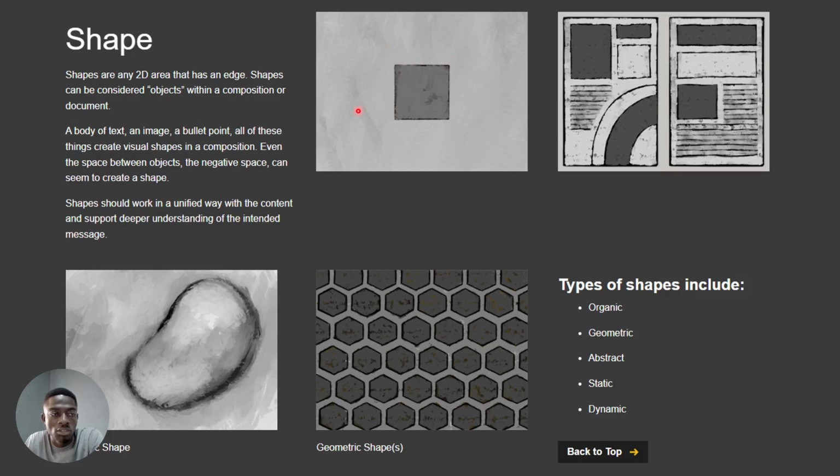Okay, now shapes can be considered as objects within a composition or document. A body of text, an image, bullet points, all of these things create visual shapes in a composition. Okay, and even the spaces between the objects, that is the negative space, can seem to create a shape.